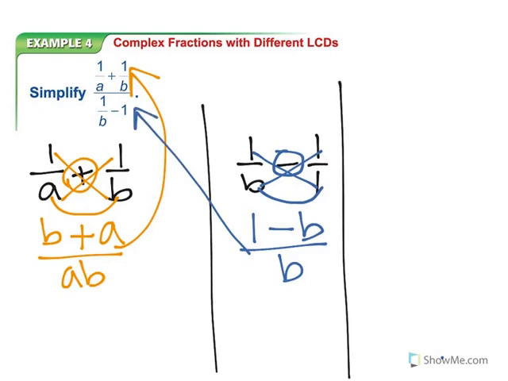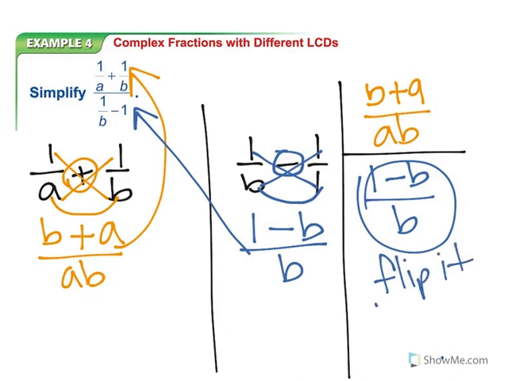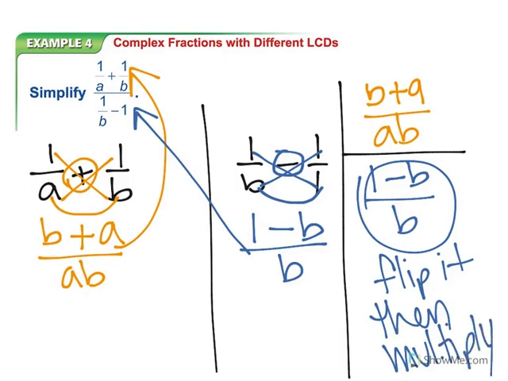So now we're going to put them together. I have b plus a over ab divided by 1 minus b over b. Now, anytime you're taking a complex fraction and dividing it, you're going to take the second fraction, flip it, then multiply. Make sure you have this written down. I'm about to erase. So what I mean by that is I'm going to take the numerator and denominator on the bottom fraction and flip it.